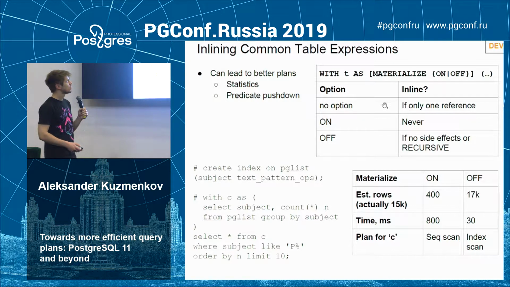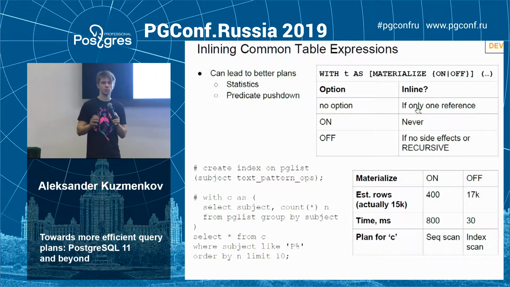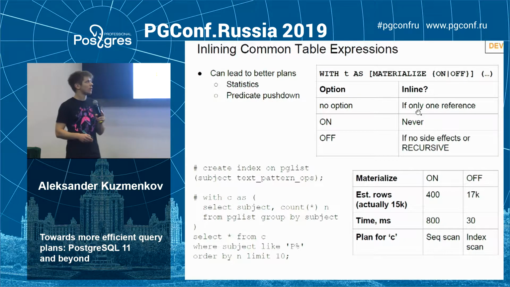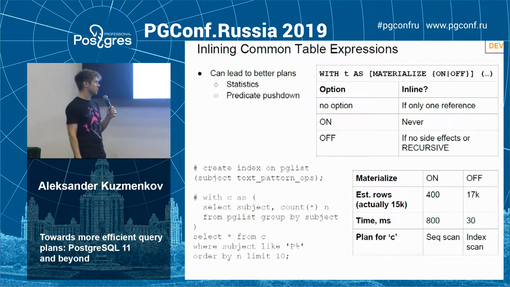So we can just write WITH ... AS MATERIALIZED on or off, and by default we inline it if we have only one link. If we have several links or it's a volatile function, it's not clear whether to inline it or not. That's why we don't inline. If we have only one link, we always inline.